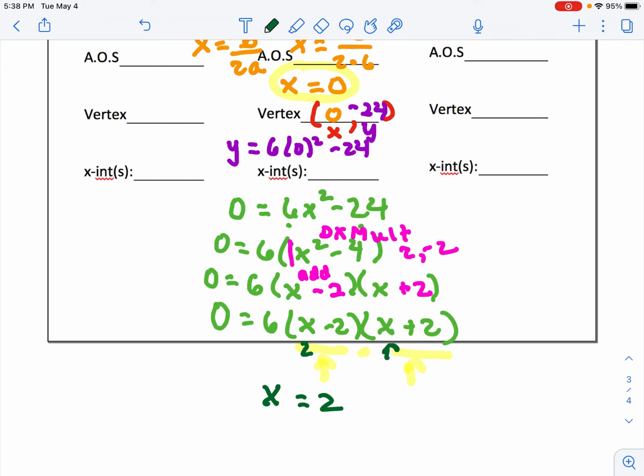Okay, if I put in a negative 2 right here, then negative 2 plus 2 equals 0. And when I take 0 times anything, it's 0. So those are my x-intercepts, or zeros. I can just write 2 and negative 2, or I could write them as ordered pairs.